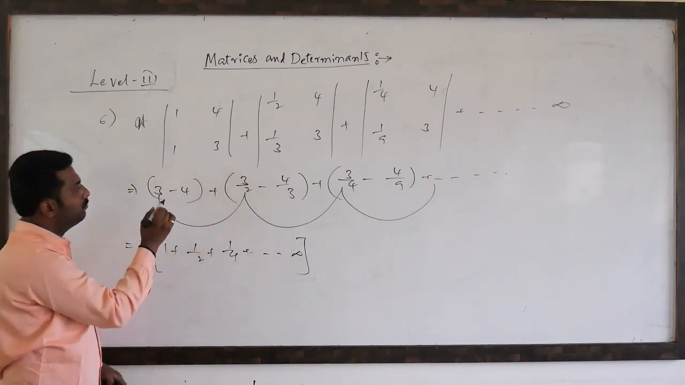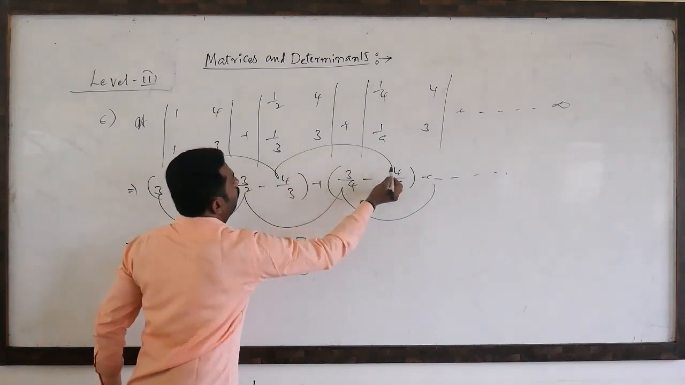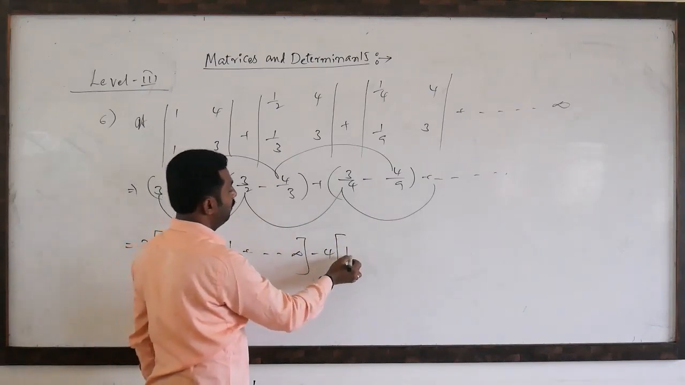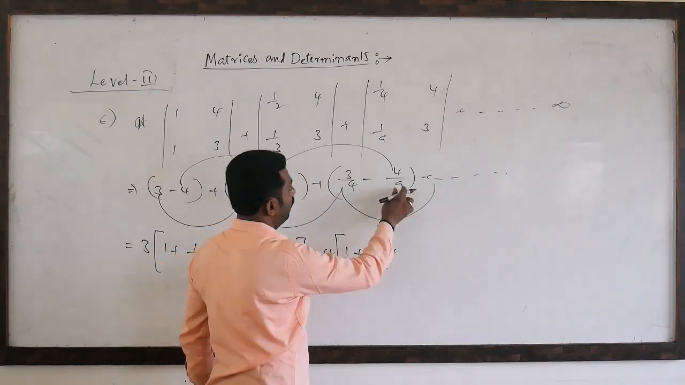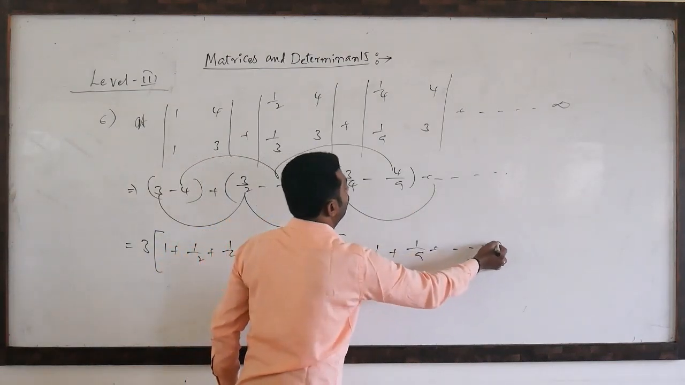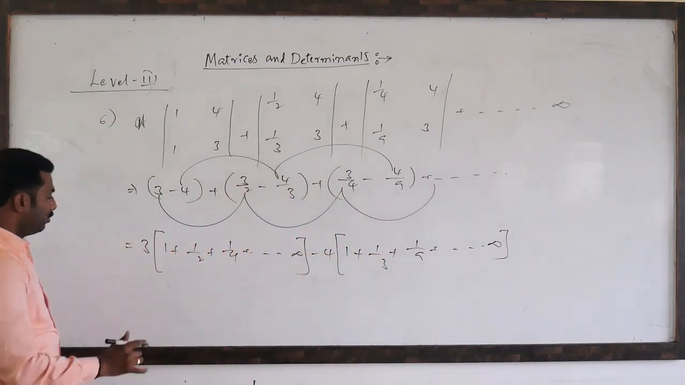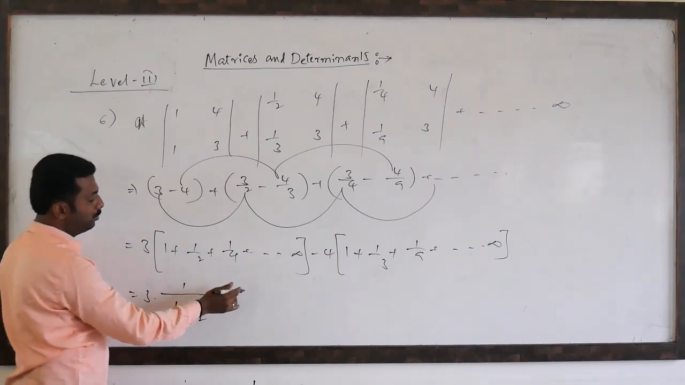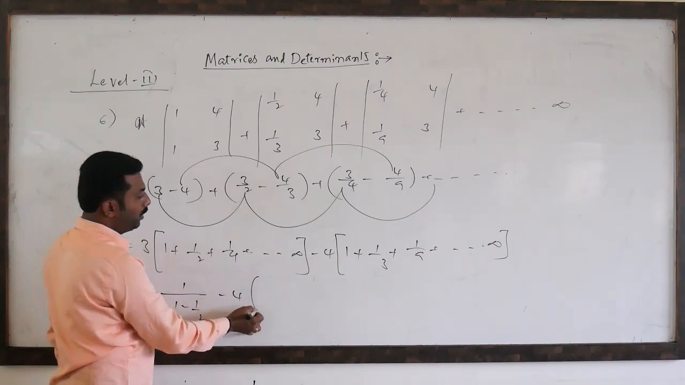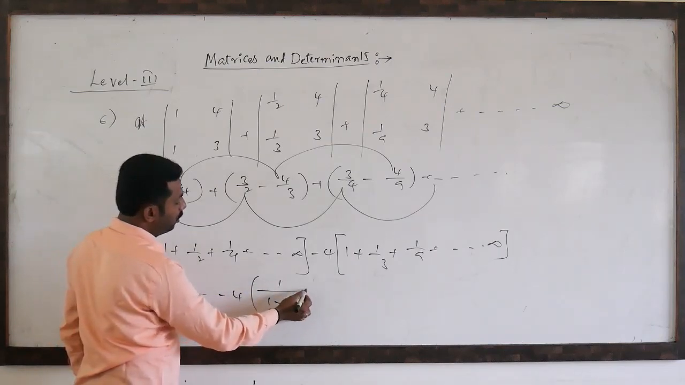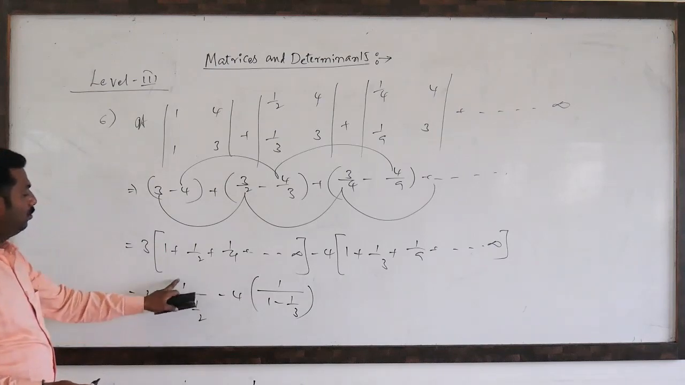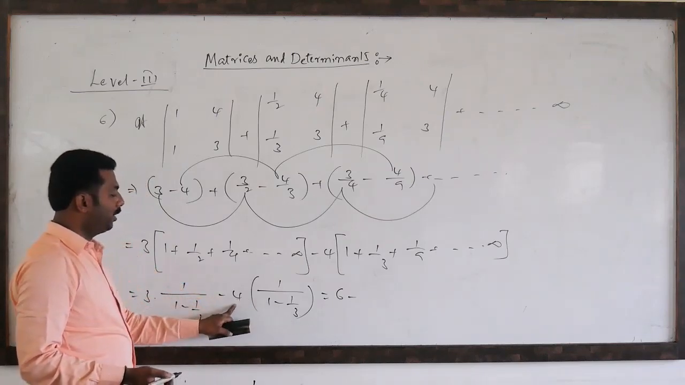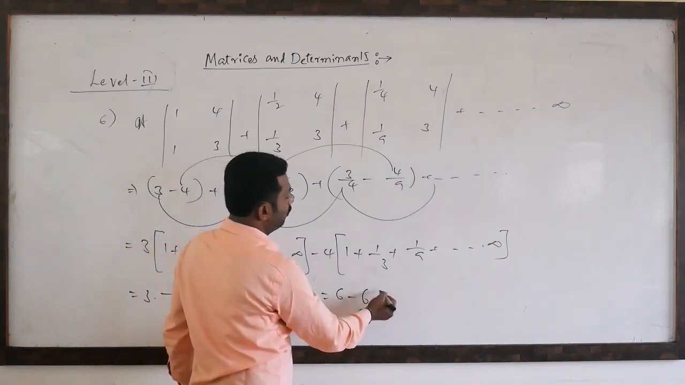Then the second terms: minus 4 by 3, minus 4 by 9. If I take minus 4 common, 1 plus 1 by 3 plus 1 by 9 plus and so on, infinite terms. They are in GP. So clearly 3 into first term divided by 1 minus common ratio, minus 4 into first term divided by 1 minus common ratio. So how much is it? 2 into 3 is 6, minus, 2 times cancels, again 6. So it will be 0.